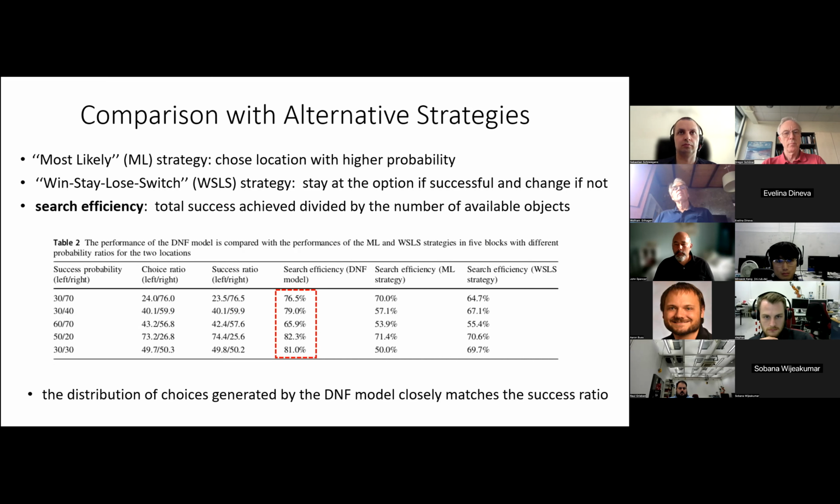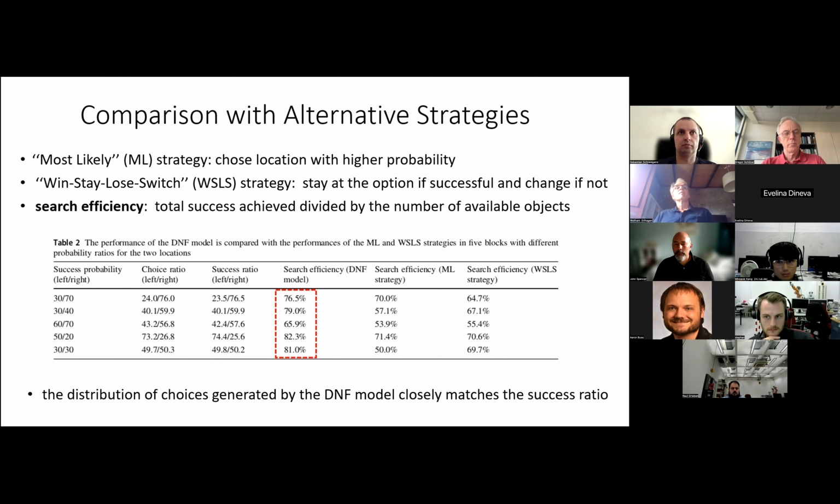We compared it, as is done in the literature, with some simple other strategies. One most likely chooses the location with higher probability, or the win-stay, lose-switch strategy: stay at the option if successful and change if not. And you can see here that the DNF model outperforms the other alternatives. In addition, the distribution of choices generated by the DNF model closely matches the success ratio, meaning that we have a good fit for the matching law.